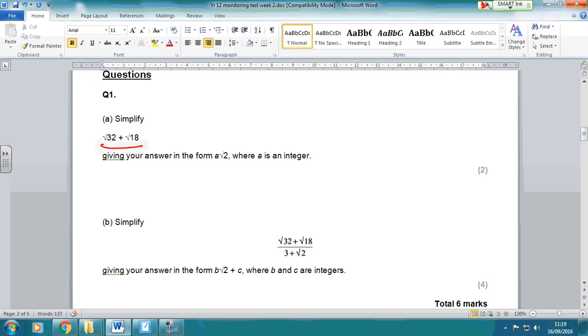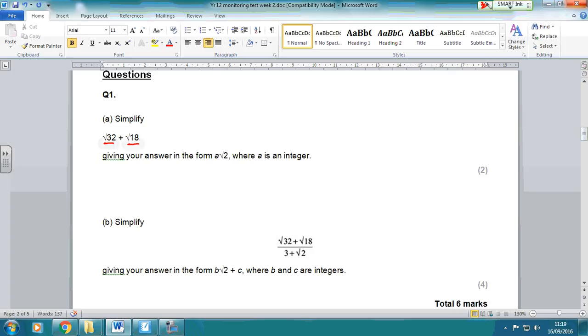Square root of 32 plus the square root of 18. Because you're adding them, you can't add the square root. So that is not the square root of 50. That doesn't work like that. The only thing you can do is if it's multiplying, you can multiply 32 and 18 and have the square root of whatever that turns out to be. But because it's adding, we can't do it. So we've got to simplify this square root and simplify this square root.